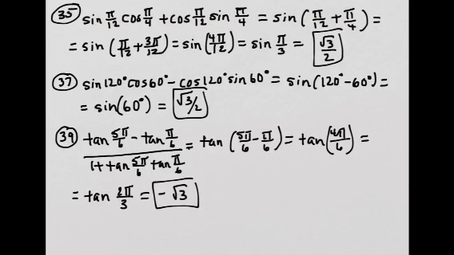Common denominators, that's what I have here. Add the two numerators, that gives you this. And then reduce, that gives you this. And sine of pi over 3 is radical 3 over 2.